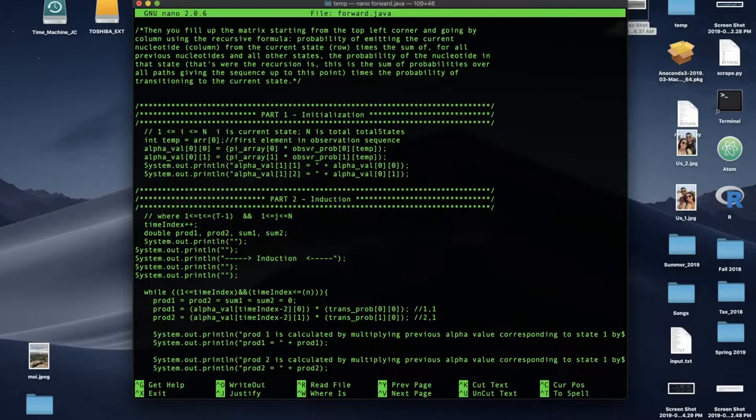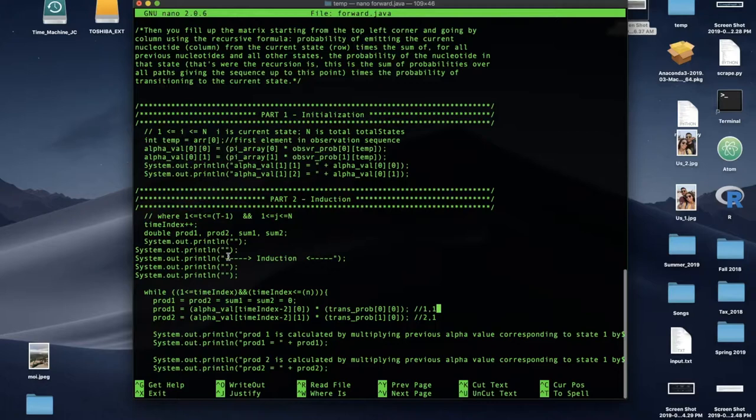Now that we have finished the first element, we go ahead and time index plus plus, which holds what element we're looking at. So now we're looking at element number 2, which is our second happy. Remember we said happy, happy, sad, sad. So now we are on the second happy. I went ahead and added some other variables so that we can hold values while we do the computations. So I have a product 1, a product 2, a sum 1, and a sum 2. I go ahead and let the user know this is an induction part.